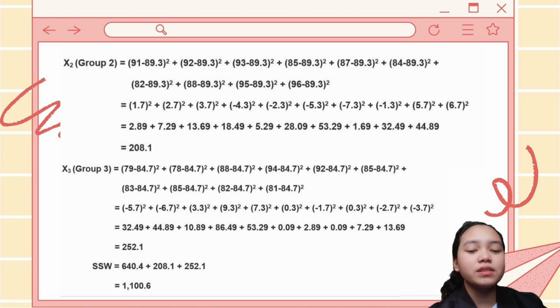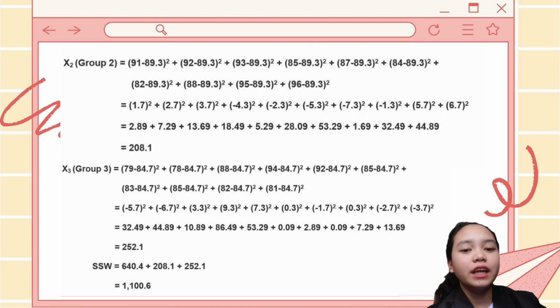1.7 squared plus 2.7 squared plus 3.7 squared plus negative 4.3 squared plus negative 2.3 squared plus negative 5.3 squared plus negative 7.3 squared plus negative 1.3 squared plus 5.7 squared plus 6.7 squared. Next, we will square the following: 2.89 plus 7.29 plus 13.69 plus 18.49 plus 5.29 plus 28.09 plus 53.29 plus 1.69 plus 32.49 plus 44.89.